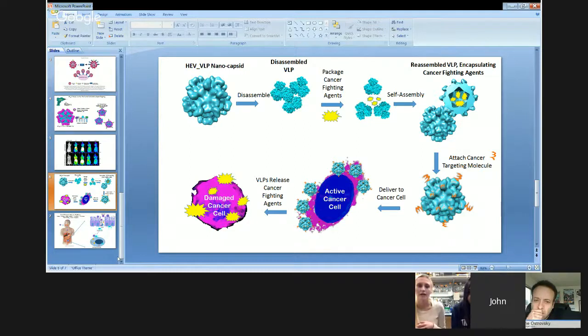So in this case, we can subsequently package cancer-fighting agents as well. So not only are we thinking about using this as a diagnostic system, but potentially as a delivery system for packaging drugs. There are many other platforms that people have tried, but a lot of times you lack mucosal stability, so you can't take this orally.